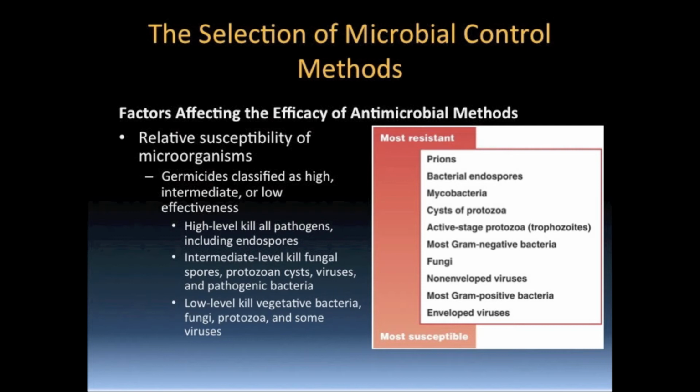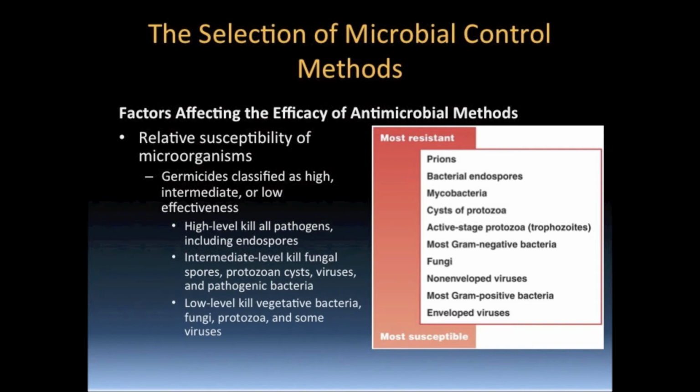High-level germicides are agents that kill all pathogens, including endospores. Therefore, high-level germicides can also be referred to as sterilants. Such chemical agents can be utilized to sterilize medical equipment that is sensitive to heat, such as catheters and implants.